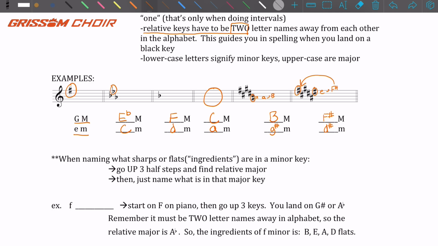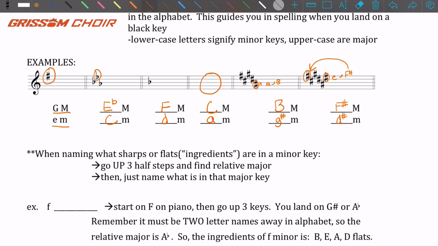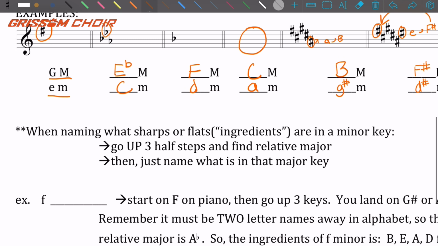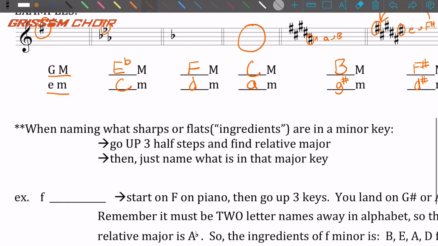The same applies to when you are going in reverse. So when naming what sharps or flats are in the minor key, you have to go up 3 half steps and find the relative major. Then you just list the sharps or flats that are in that key. So 4.1, 4.2, and 4.3.